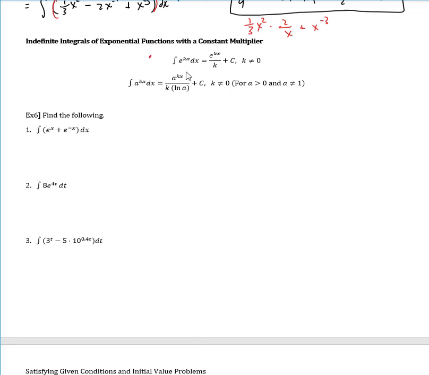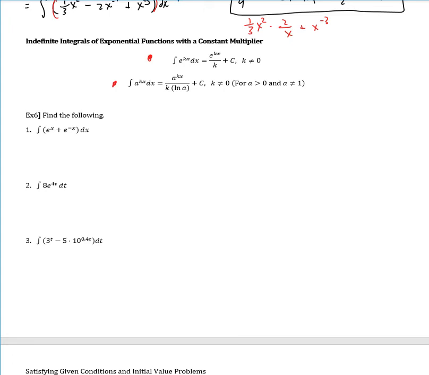So I'm looking at this one right here, where e to the kx is instantly involved. But if there's just a constant multiplier in front of that x, so k we're saying is some constant, all we have to do is divide by that k, and then at the end of it all, add the c to it. And then when it's a different base, it's also very similar. A to the kx just gets divided by k afterwards, but we also have to remind ourselves to put that natural log of a down below also.